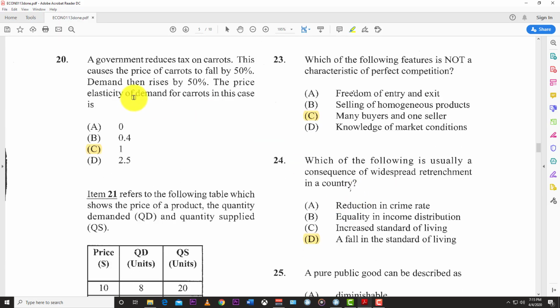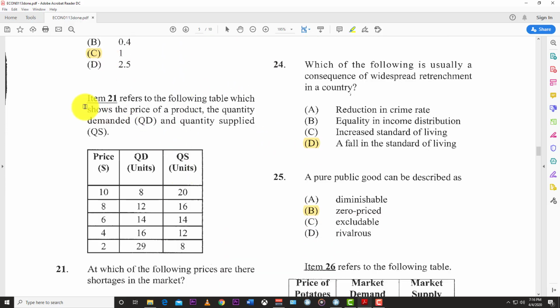Number 20, a government reduces tax on carrots. This caused the price of carrots to fall by 50%. Demand then rises by 50%. The price elasticity of demand for carrots in this case is C, unitary, equal, because the percentage fall is equivalent to the rise. So you have unitary, that's 1. 50 divided by 50, that would give you 1.